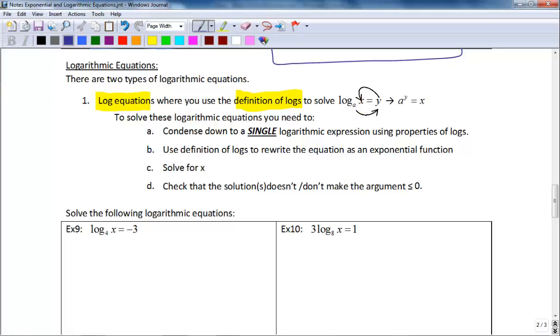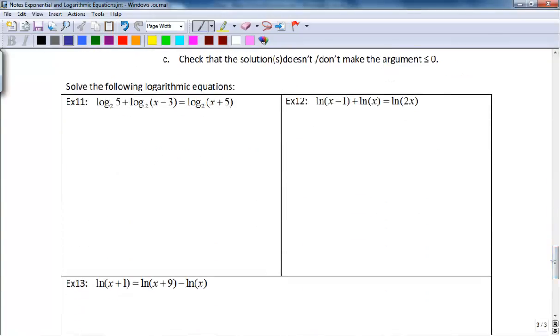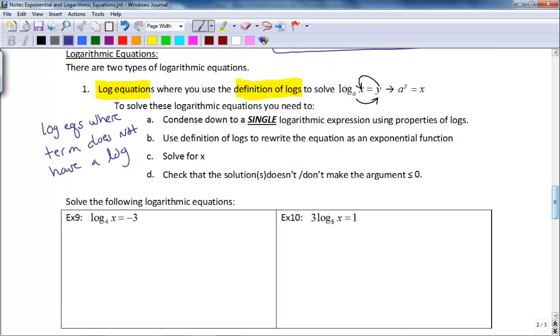How do you know that this is the method that you're going to need to use when you solve log equations? Well, the log equations that will match this are going to be the log equations where every term does not have a log. For example, number 9, notice that on the right-hand side, -3 doesn't have a log. Over here, 1 doesn't have a log on example 10. And then you'll see when we get to the second type, every single term has a log or a natural log. So you know that you use this method if every term doesn't have the word log.